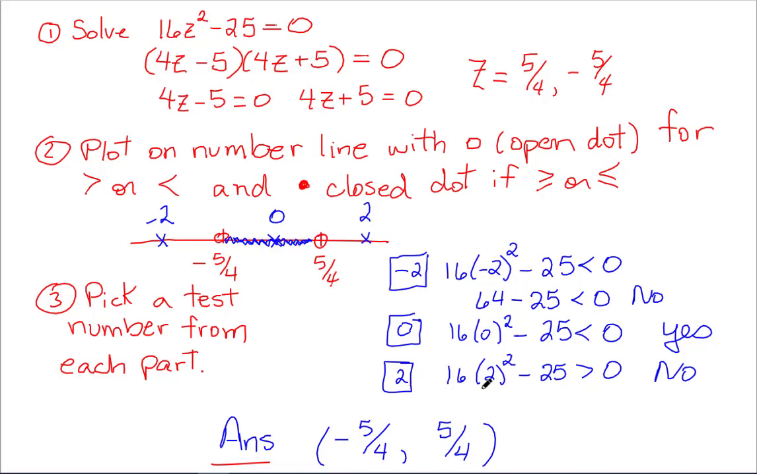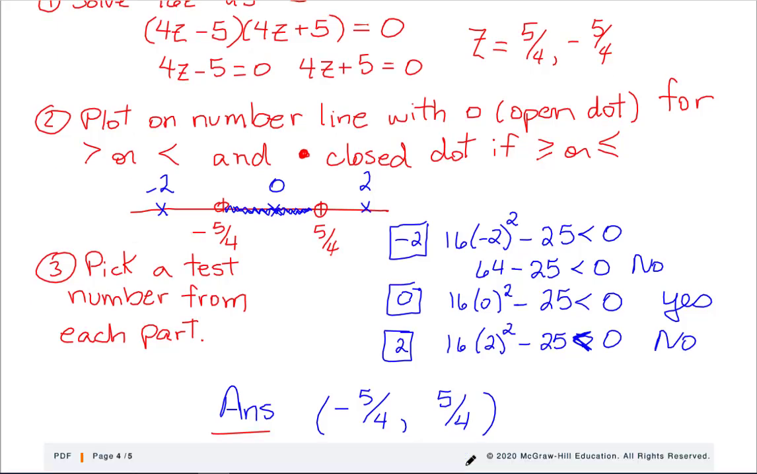And so then we would shade all of the stuff in the middle. If you try the 2, 2 squared is 4. 4 times 16 is 64. 64, is that going to be less than 0? No, that's not true. And so the part that works is minus 5/4 to 5/4.